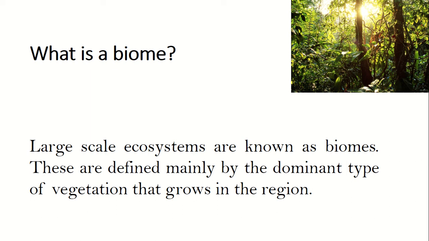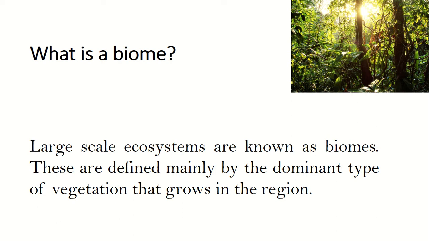Today, we're going to be looking at an ecosystem on a much bigger scale. We're going to be looking at something called a biome. Now, a biome is essentially a large-scale ecosystem, and they are defined mainly by the dominant type of vegetation that grows in that region. And that definition is going to make a lot of sense in a minute when I go on to our next little map.